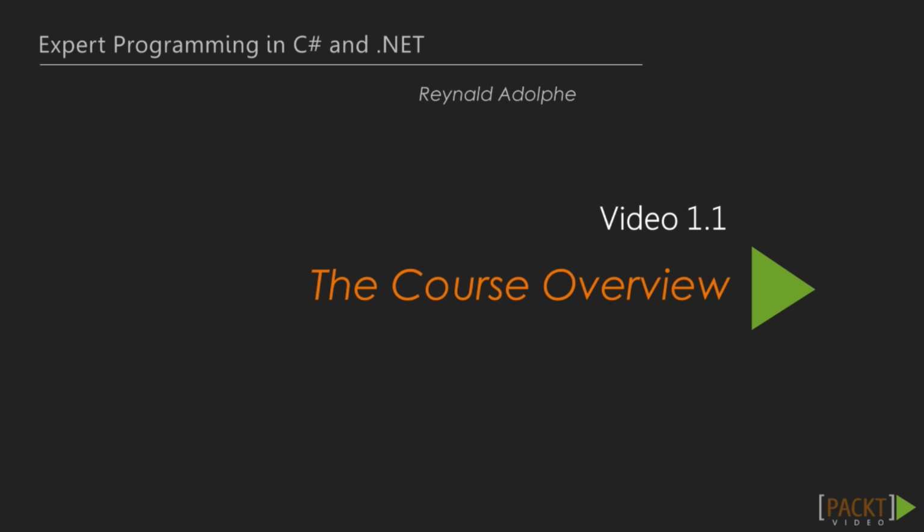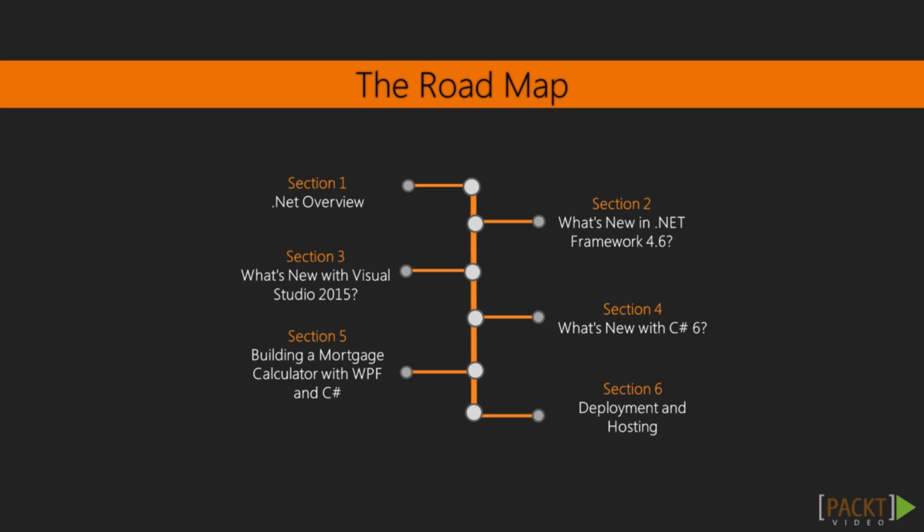This course will dig into key features that were introduced in .NET as well as the new version of C#. In this course, we're going to take a look at an overview of the .NET architecture. Then we'll follow up with new features of .NET 4.6, then an overview of Visual Studio 2015, followed by C# 6 new features. After that, we'll begin building an application using some of these new features in C#, specifically a mortgage calculator. And then we'll finish up by discussing deployment and hosting by actually doing that.